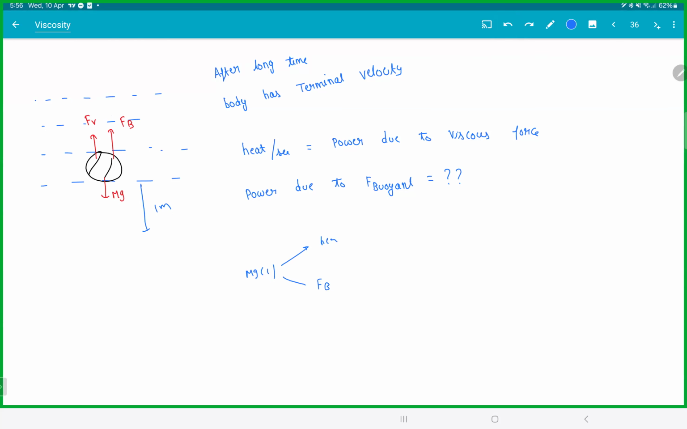So whatever potential energy you're losing is being consumed by the viscous force and the buoyant force. These are energies, not balancing off. You're talking about force. Let me ask you one thing, maybe fundamentally: what is the difference between force and energy?